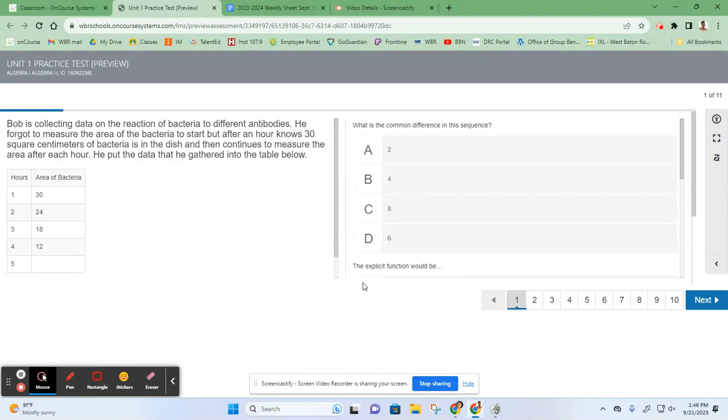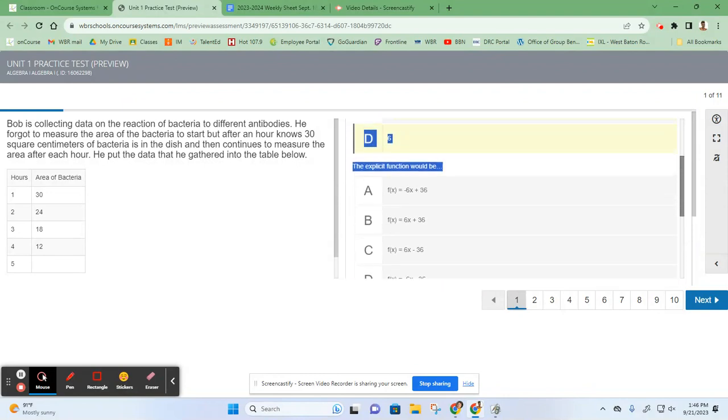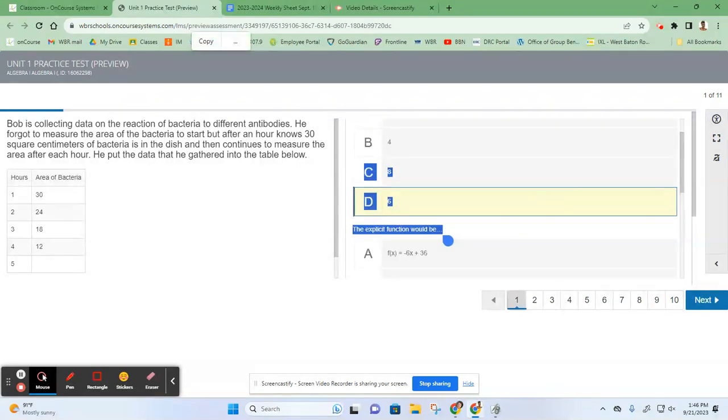So I'm looking for my pattern here, and what we're adding is -6 each time. The common difference in this sequence should be a -6 right here. That should actually be a -6. Sorry, it should be a -6.